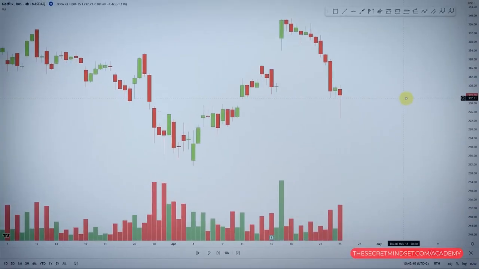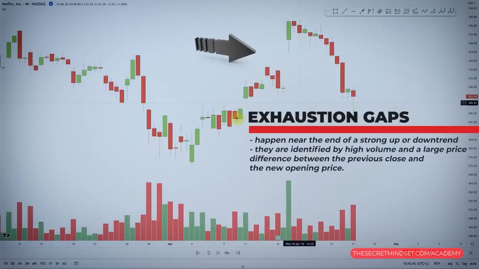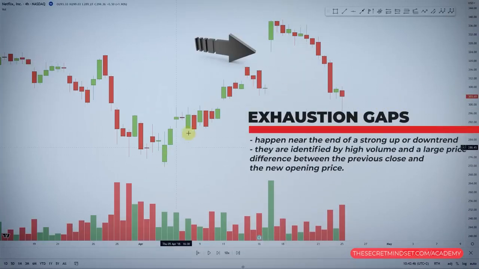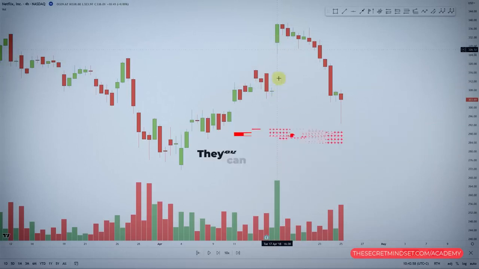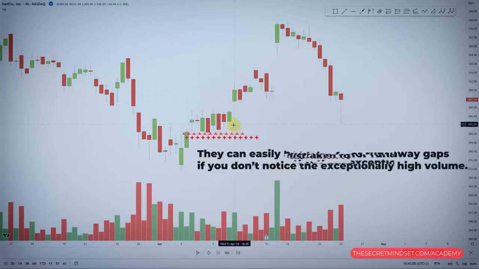Exhaustion gaps are those that happen near the end of a strong up or downtrend. They are often the first signal of the end of that move. They are identified by high volume and a large price difference between the previous day's close and the new opening price. They can easily be mistaken for runaway gaps if you don't notice the exceptionally high volume.